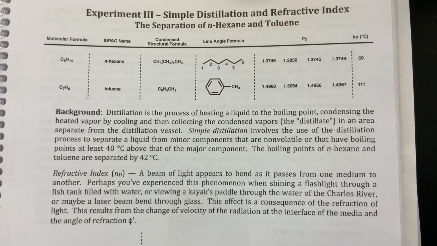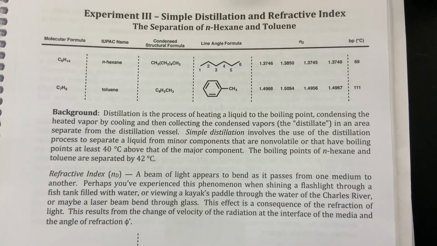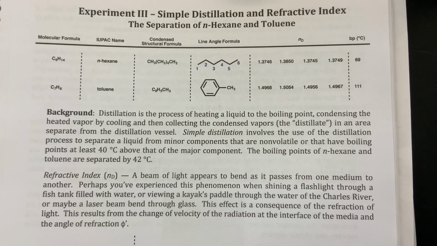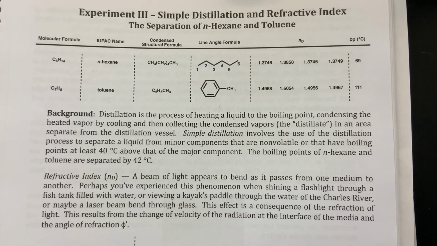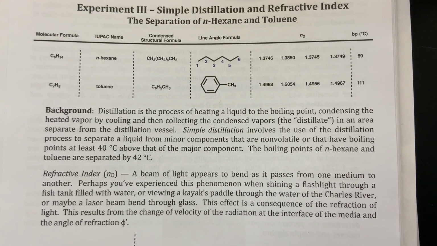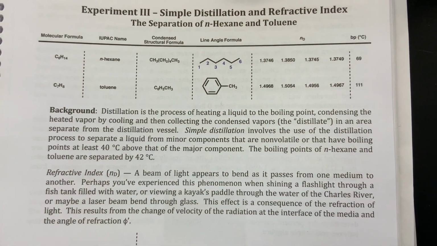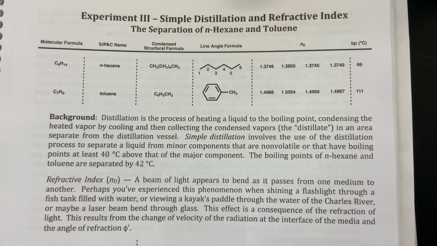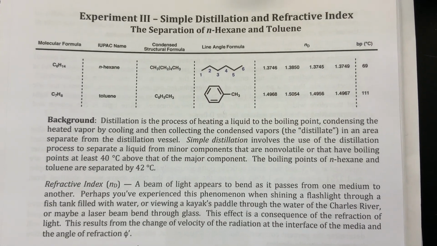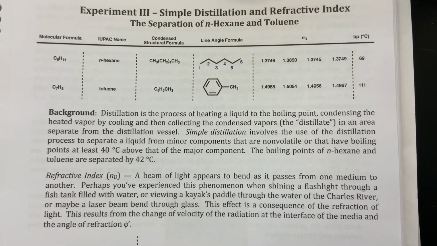So this is experiment number 3, the simple distillation and refractive index of n-hexane, so normal hexane, straight chain hexane, and toluene. This is a simple distillation such that we do not have to use a column in order to maximize separation of the two liquids, that is to say the purity of the two.